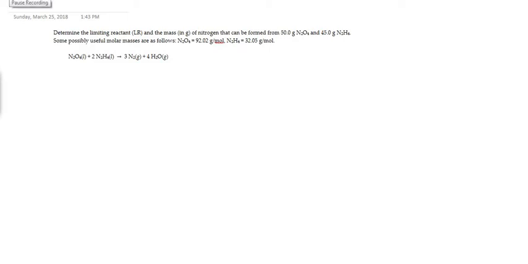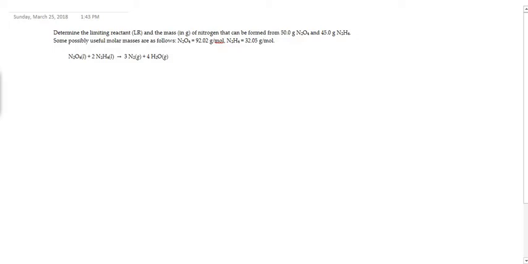Okay, let's do this problem. Determine the limiting reactant and the mass of nitrogen that can be formed from 50 grams of N2O4 and 45 grams of N2H4. And then I give some molar masses so we don't have to totally look those up at the moment. Okay, so let's go ahead and start this.